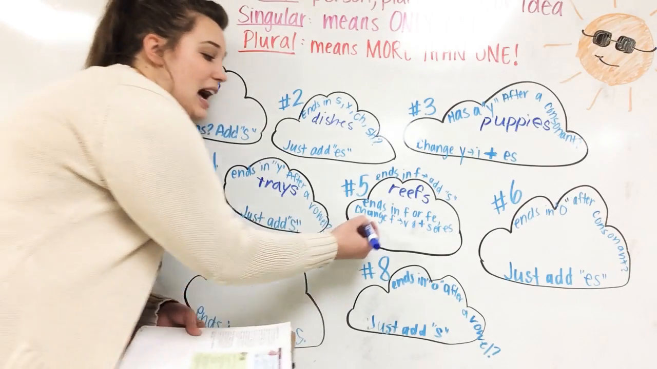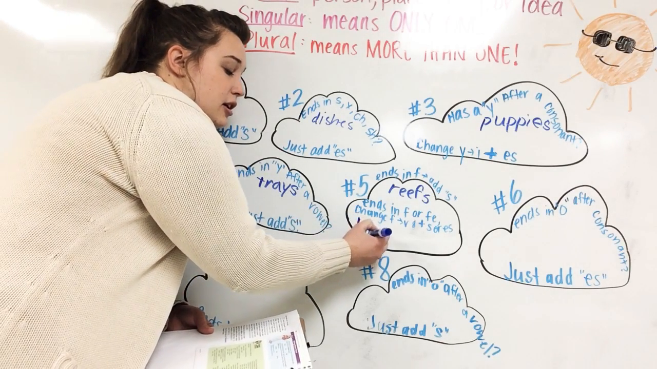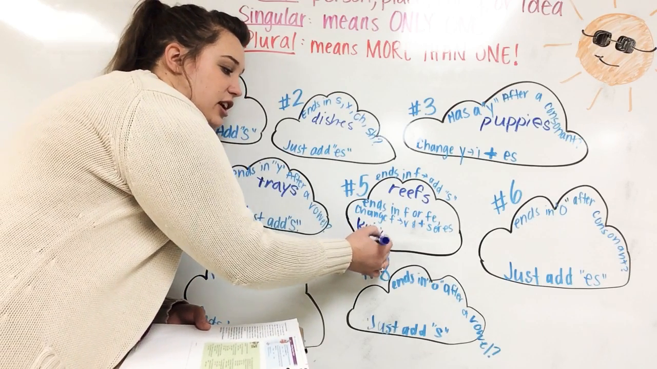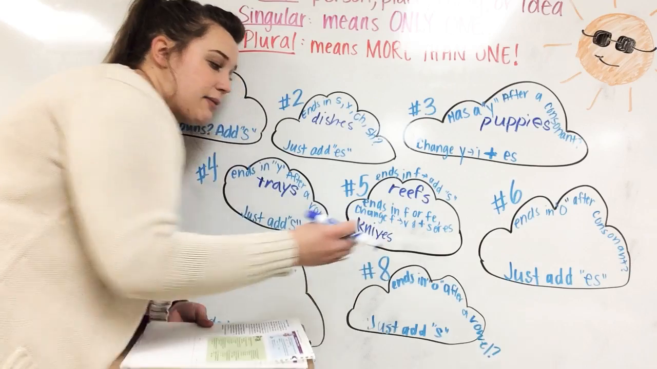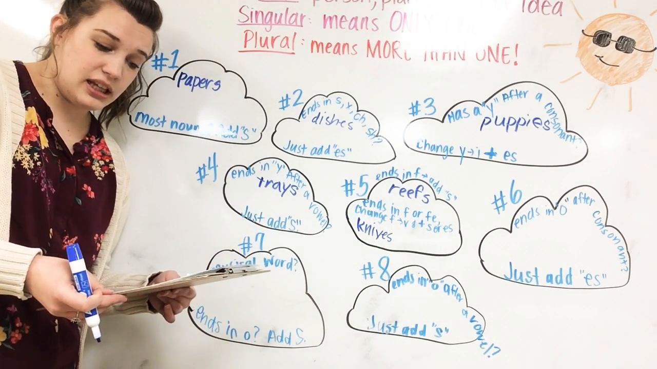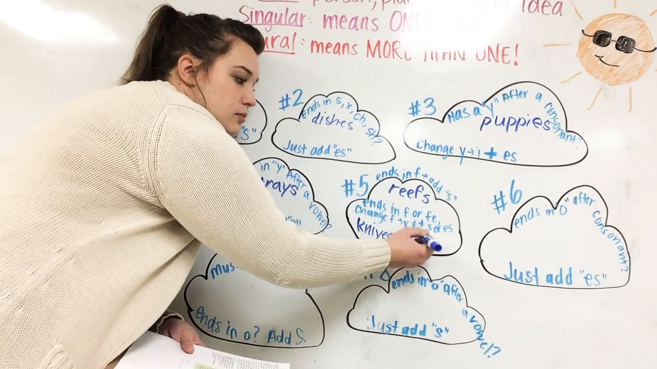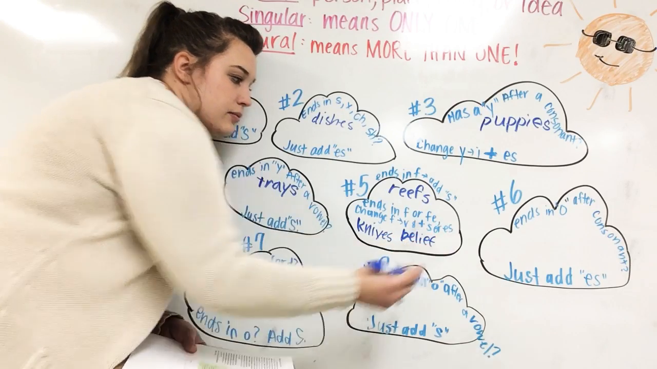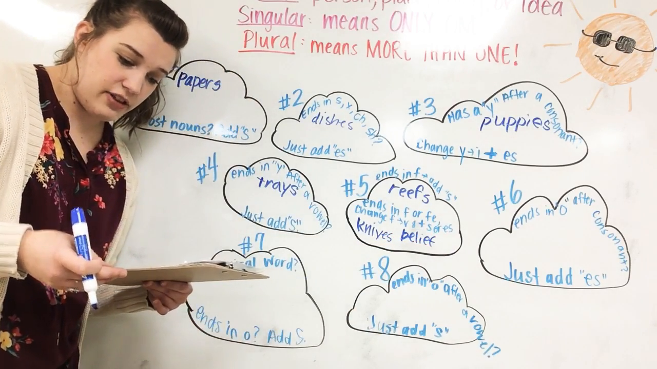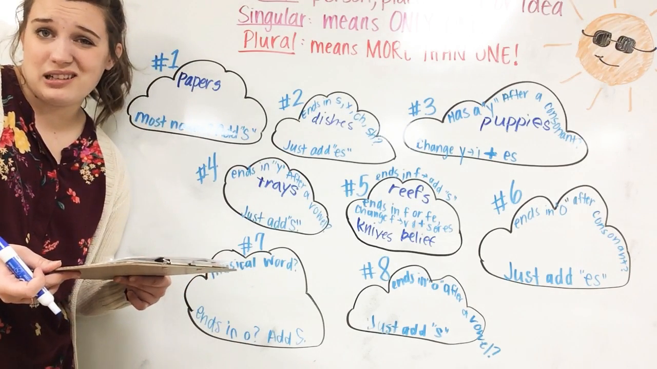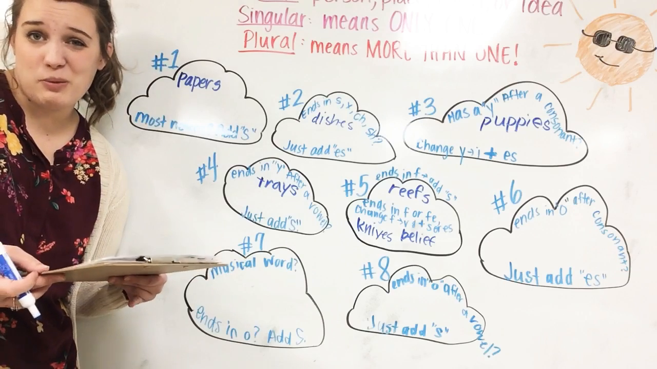So they have like knives, they changed, it ends in an F. Knife ends in an FE, so they changed it to VES, okay? Belief, they just added an S on there. Thief, they changed to VES. So there's really no great rule to know which one is which other than to just memorize the words.